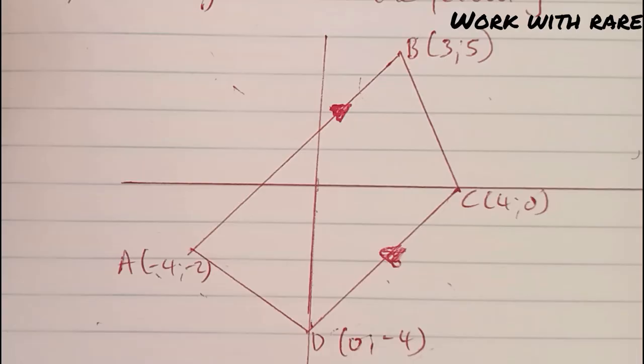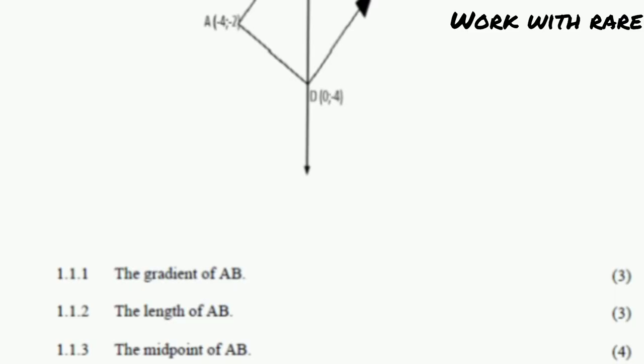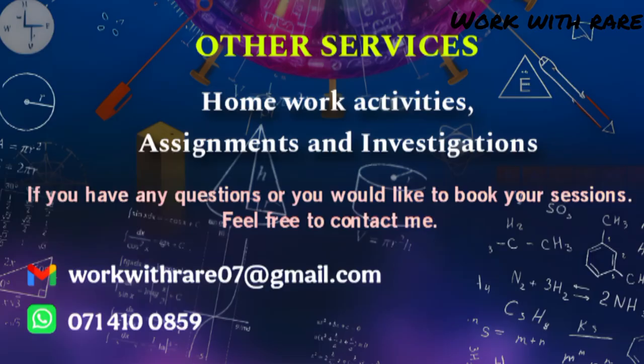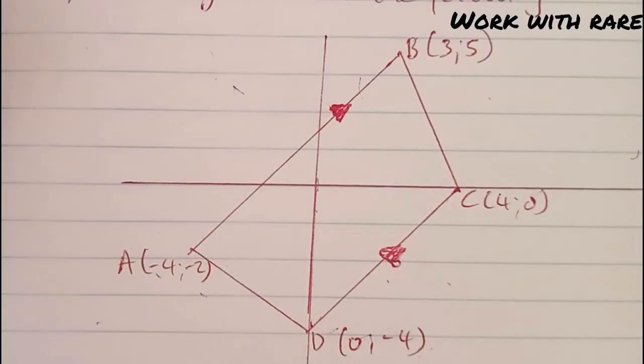So question number 1 says we should calculate the gradient of AB, and it's 3 marks. When it comes to analytic geometry, you have to know the formulas. You have to know the formula of a gradient, the formula of a distance, the formula of a midpoint, and yes, we'll discover some along the way.